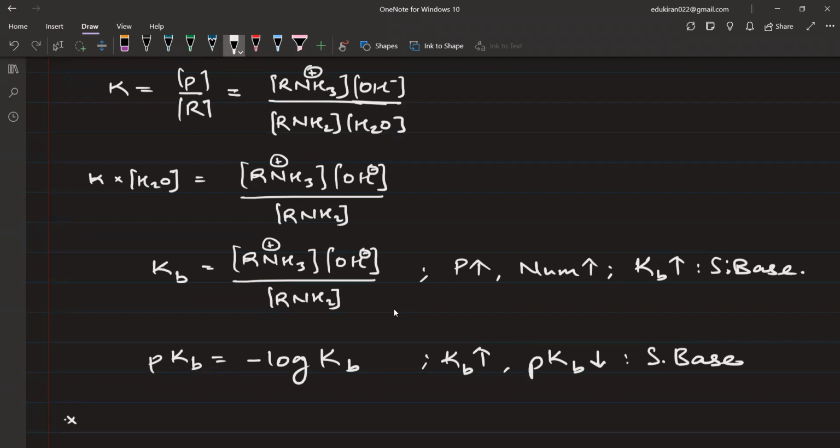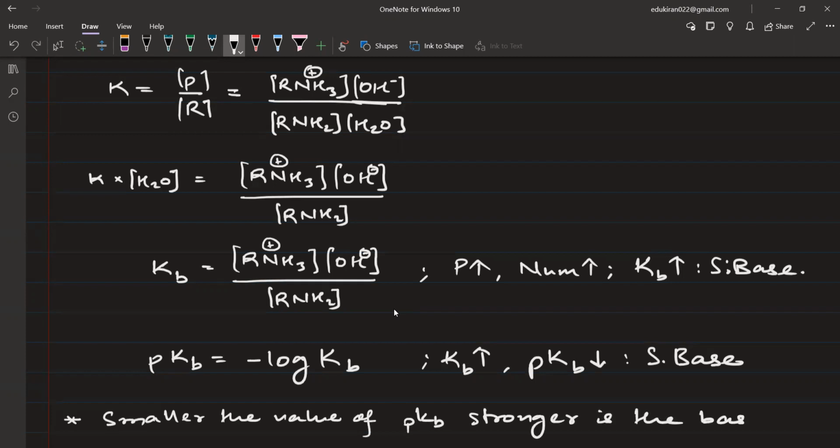Write a point. Smaller the value of pKb, stronger is the base. So what is after Kb? Strong base.